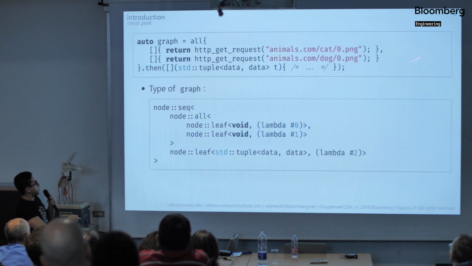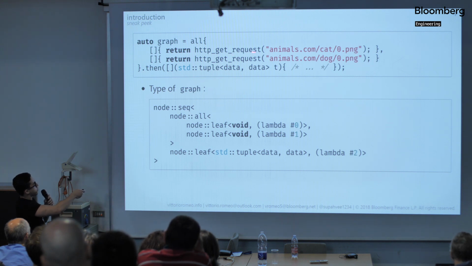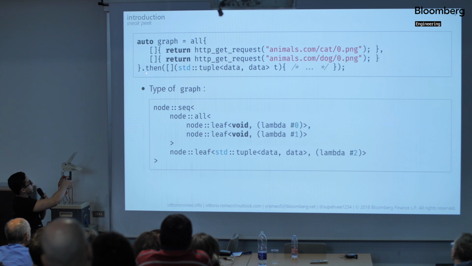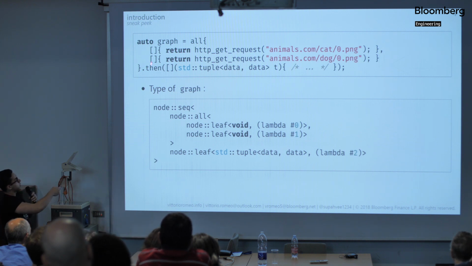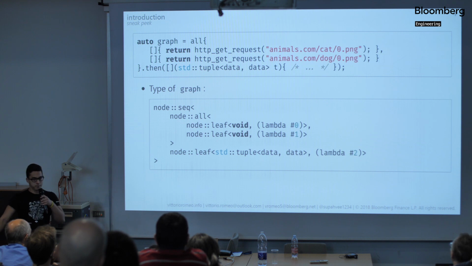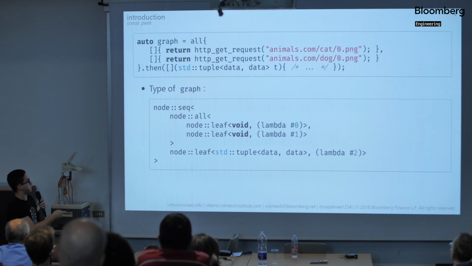Another example, maybe you want to do something a little bit more complicated. We want to have two GET requests from websites, maybe a picture of a cat, a picture of a dog. And we want to do them in parallel, so we can combine them by using this all node syntax over here. And then after we get both payloads, we can combine them by attaching a continuation that uses a tuple of the two payloads. And inside here, we can do something with the data. And again, this whole thing is encoded in the type system. We have a sequential node that contains an all node as its first one, and the all node contains two computations. And then after this is done, we will execute this other node over here that takes the tuple of the results and executes this other lambda. Make sense so far? Okay.